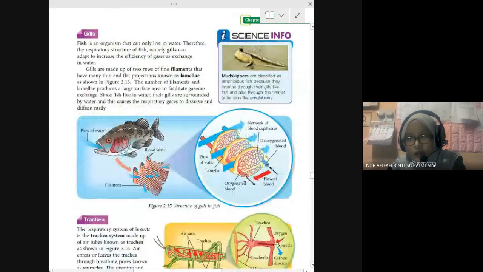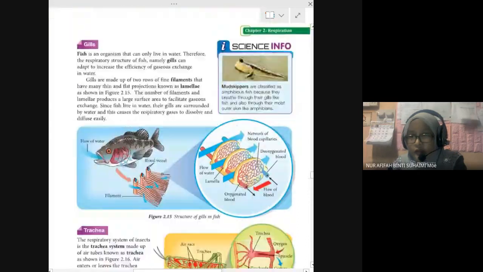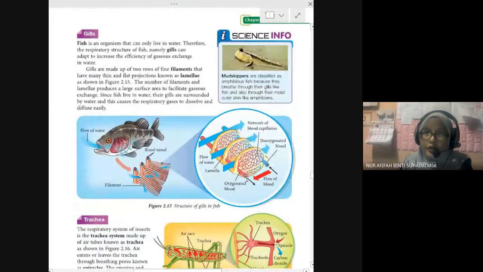Now for fish, the second structure of respiratory system is gills, insang. Okay, this fish only lives in water. So for fish, it has gills that can adapt to increase the gases exchange in water. Okay, how do the gills look like?